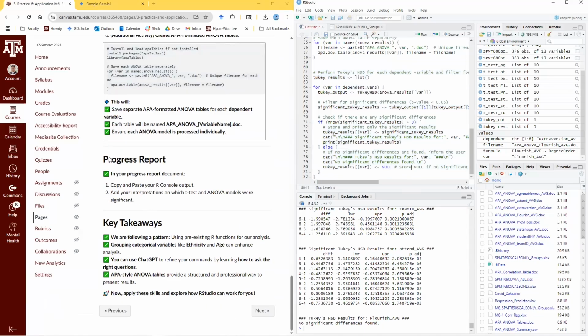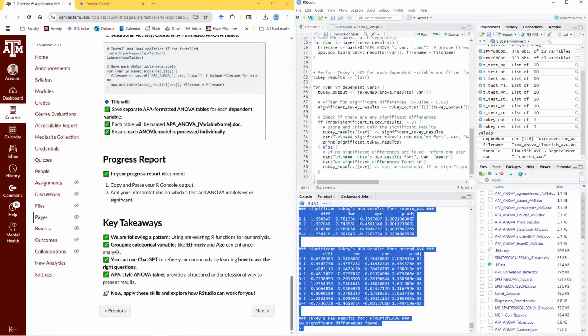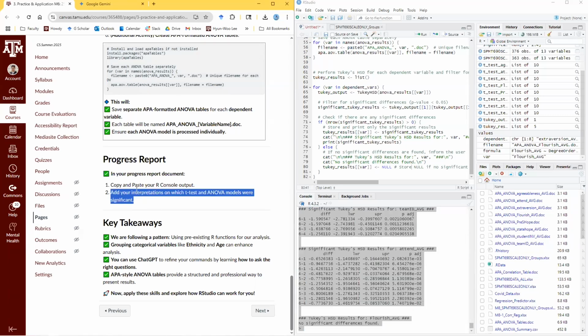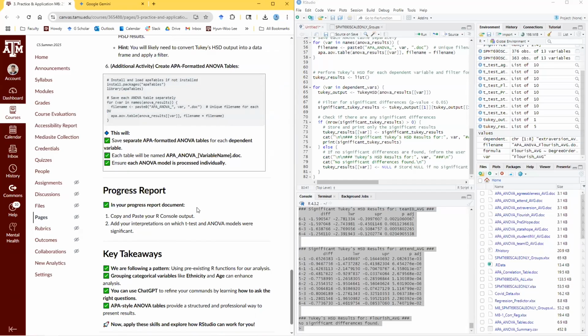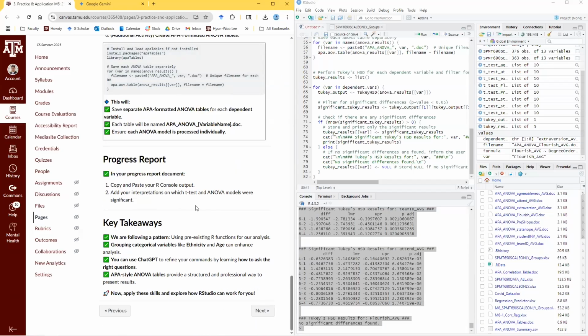So for your progress report, copy and paste all the information in your console and interpret which t-test and ANOVA models were significant. Mention those in your document and submit it for this week's progress report.